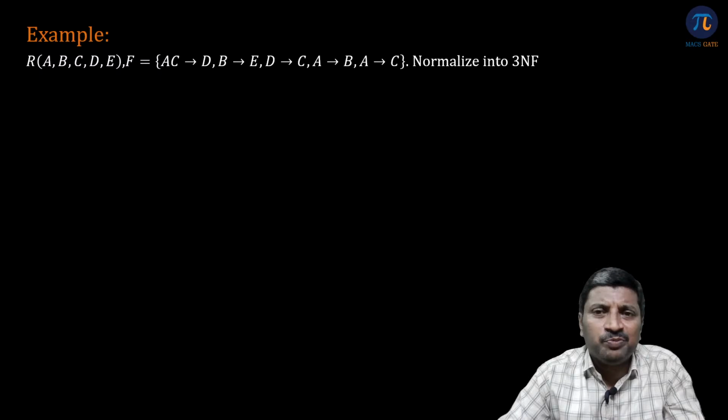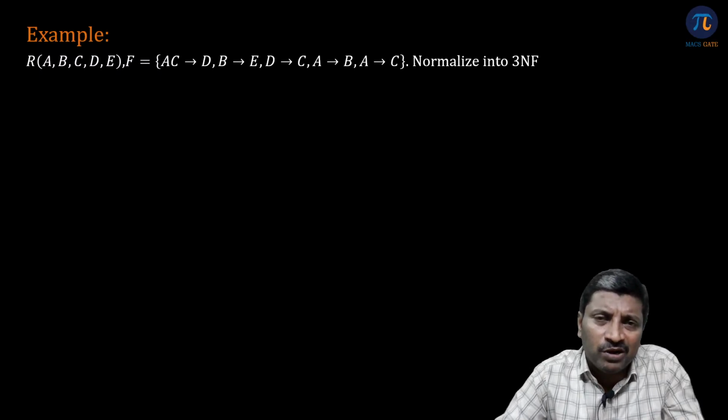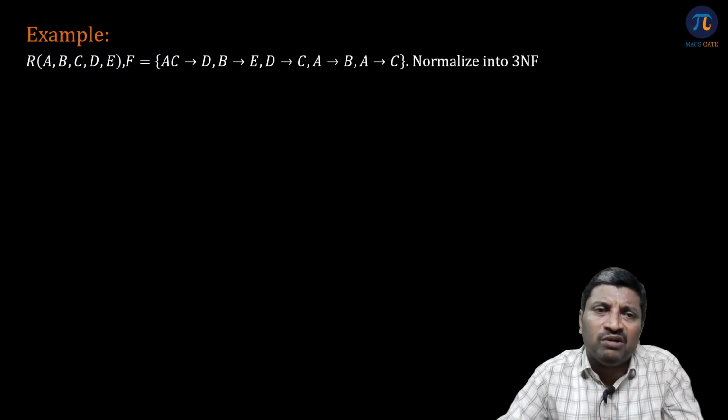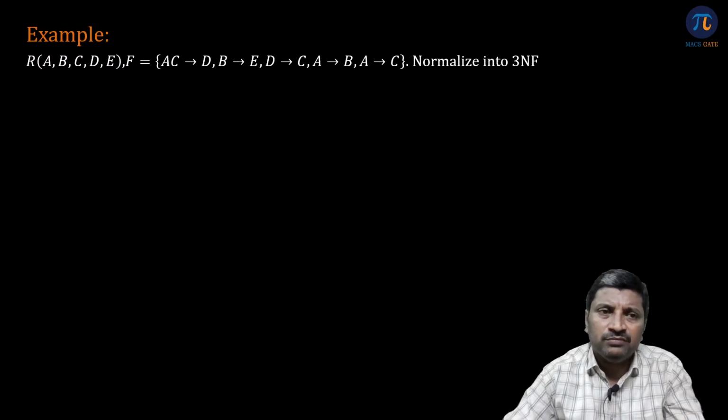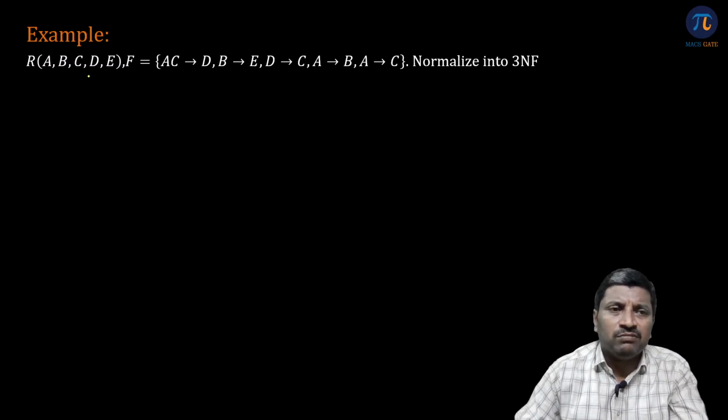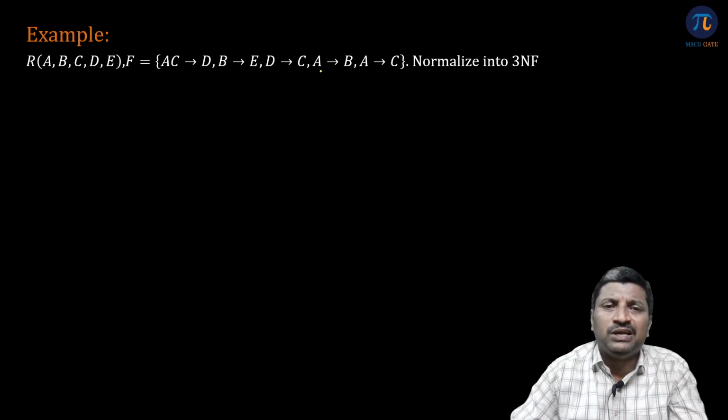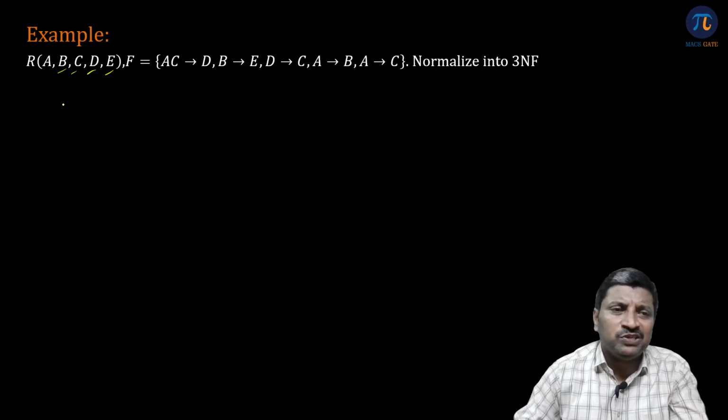So before going to that BCNF, let us consider one small example in which we don't have any domain knowledge. So here we have a relation with 5 attributes. AC implies D, B implies E, D implies C, A implies B, A implies C. D is present, E is present, C is present, B is present. I think A is not present, sir.